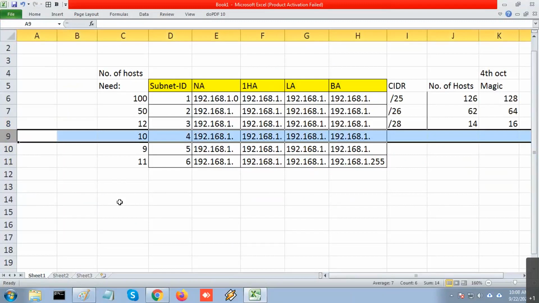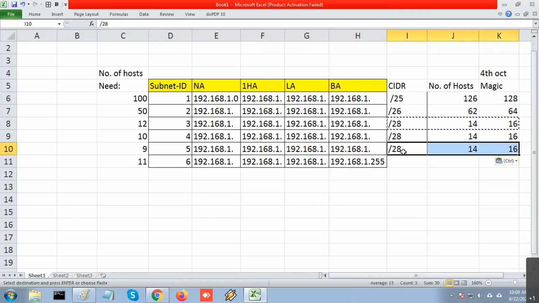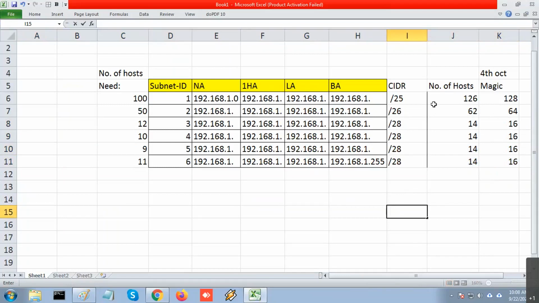4 bits only. /28 CIDR, same. Then 9 would also be same. 11 is the same. Okay.